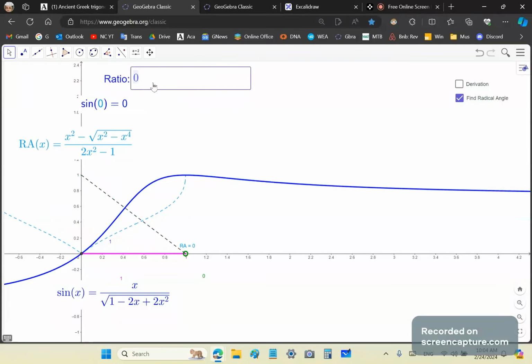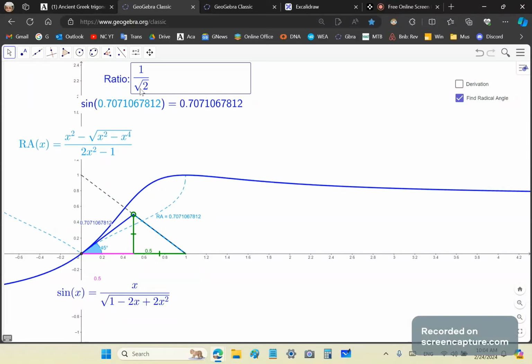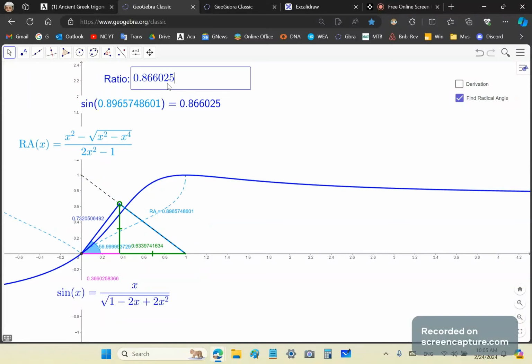If you had, let's say, a half, then it should be 30 degrees. And what would be 45 degrees if we made this square root 2, right? And there you go, 45 degrees. And if we go back to what we had earlier, 0.866025, that's approximately 60 degrees. So that's pretty much it.